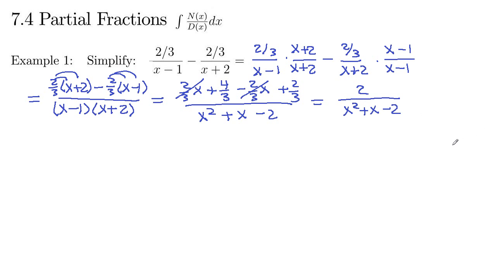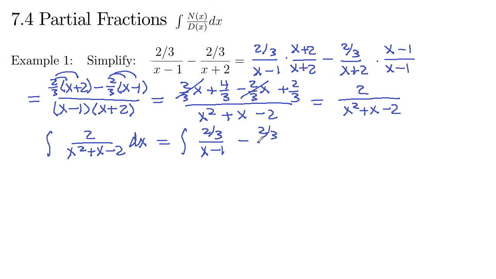So why did I do this? Well, sometimes we want to integrate something that looks like 2 over x squared plus x minus 2. And if we could break that down to this, then we'd just be integrating 2/3 over x minus 1 minus 2/3 over x plus 2. Both of these we can integrate. If you factor that 2/3 out, this looks like g prime over g, and the same thing here, g prime over g. So those are both going to be log integrals.